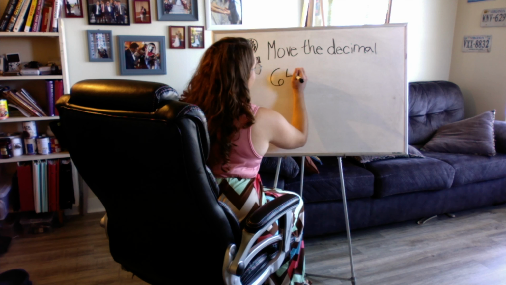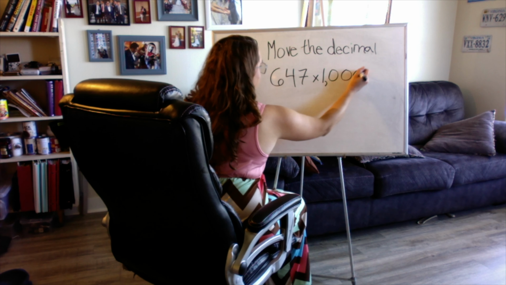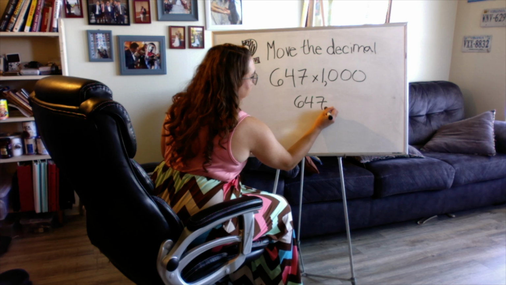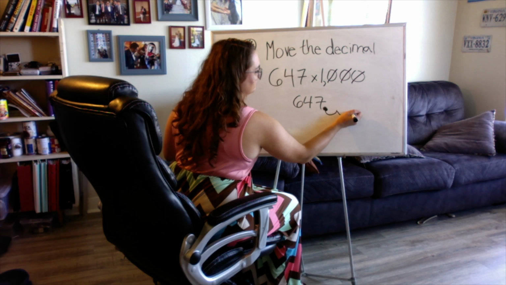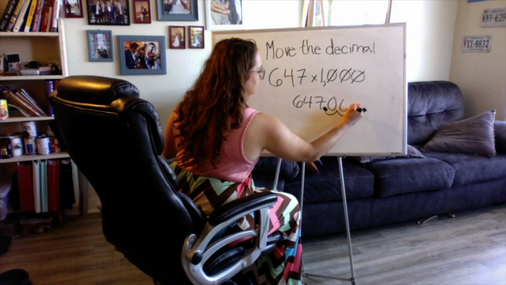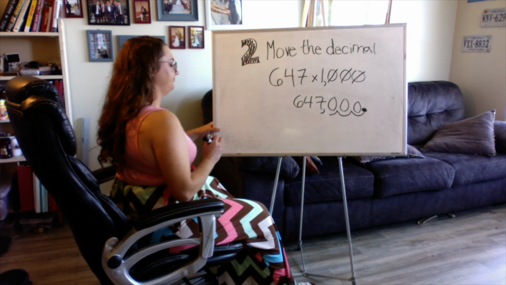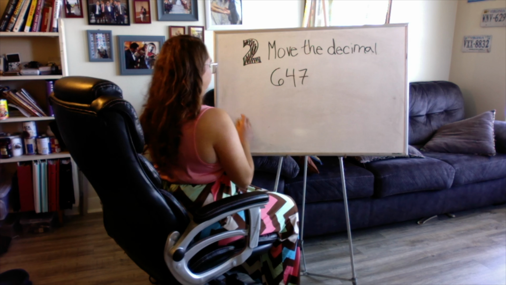Let's take a look at our example problem. 647 times 1,000. So remember, there's an imaginary decimal after 647. Put it in place. Now we're moving it to the right because we're multiplying, 3 spaces because there's 3 zeros. Notice how I cross off those zeros to make it easier for myself. My answer is 647,000.